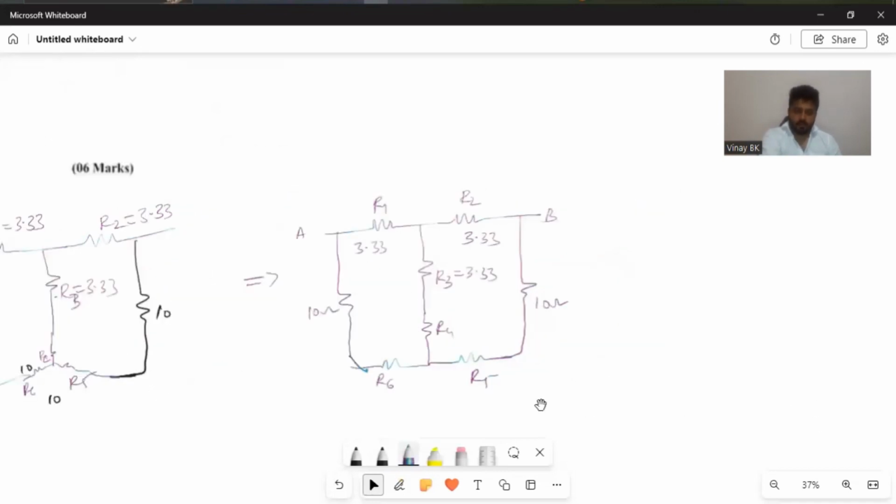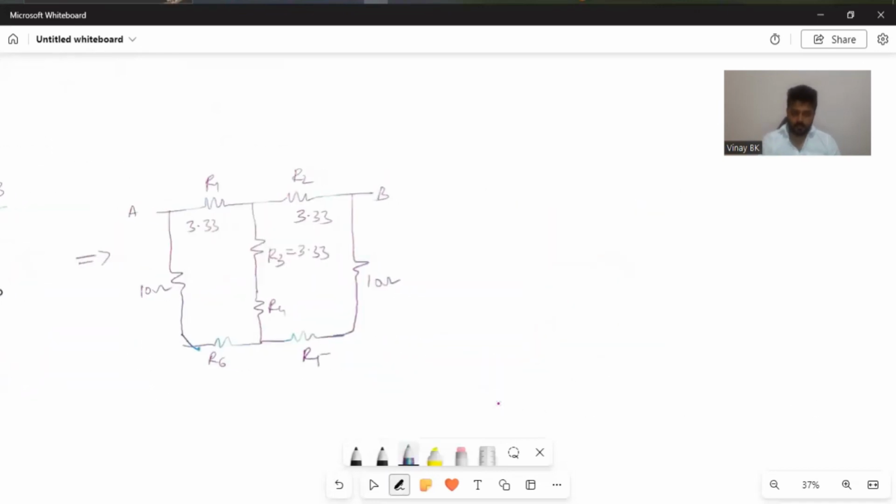So R4, R5, R6, all the values are 10. So 10 divided by 3, that is nothing but 3.33, 3.33 and 3.33. 10 into 10 divided by 30. So now what happens, R3 and R4 are in series. Add R1 and 10 in series. Sorry, R5 and 10 is in series. R6 and 10 is in series. You can get a circuit like this.